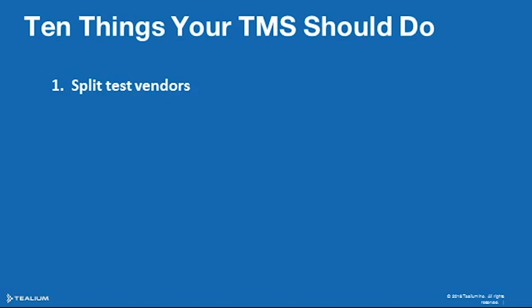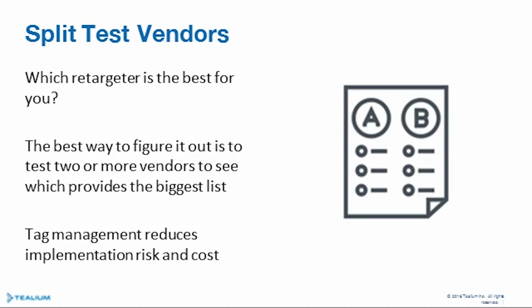And the first is around split testing vendors. So I think a lot of us know about split testing content or offers in an email or on a web page, but this concept is not really something that we think about when we go out and add on new vendors. So if we think about, let's say, your retargeting vendor that you have out there, do you know if that retargeting vendor is the best one for you? Maybe it is, maybe it isn't.